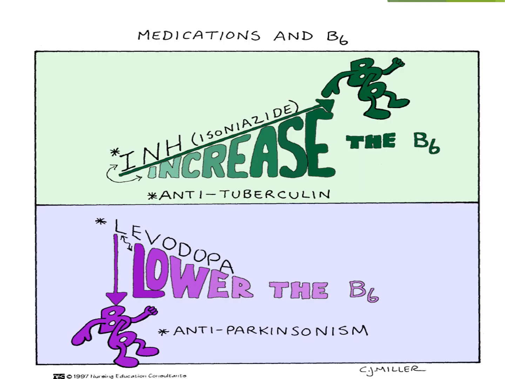Medication, so remember, okay, with isoniazid, right? INH, increase the B6. So anti-tuberculin, right? Increase the big B6. With levodopa, anti-Parkinsonian drugs, you want to lower the B6. So again, medications, and when it comes to B6 vitamins.